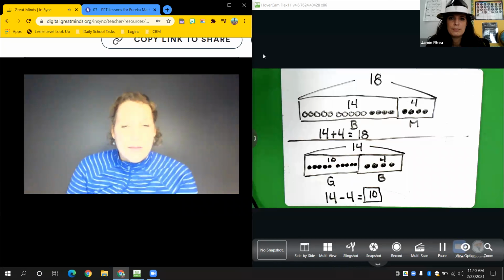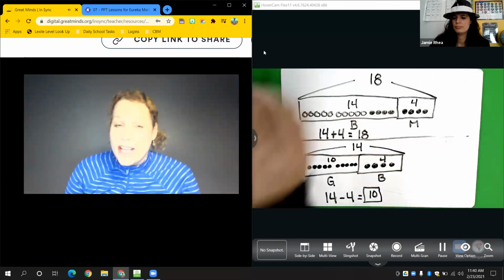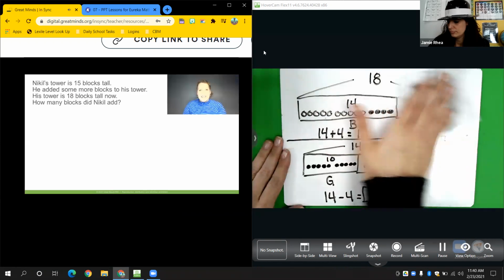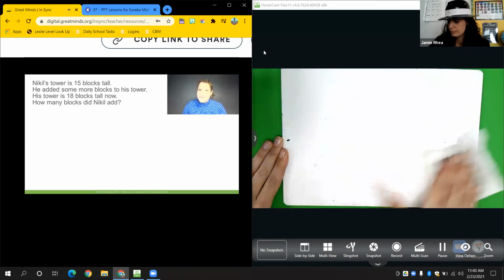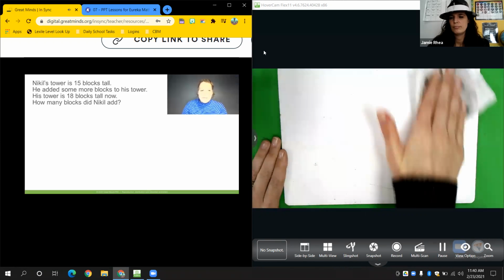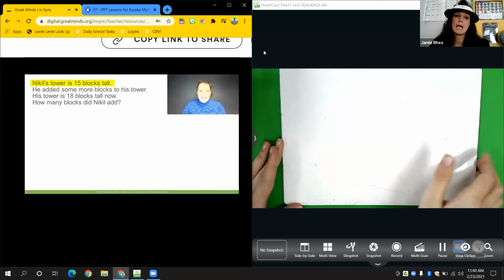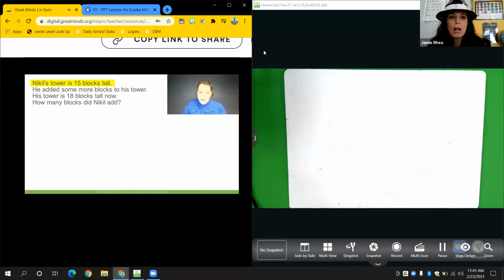Now let's read a story problem and look at a tape diagram that matches it. You might have seen this problem before. Read with me. Nikhil's tower is 15 blocks tall. He added some more blocks to his tower. His tower is 18 blocks tall now. How many blocks did Nikhil add?